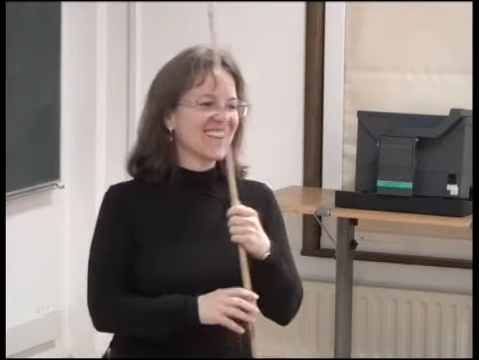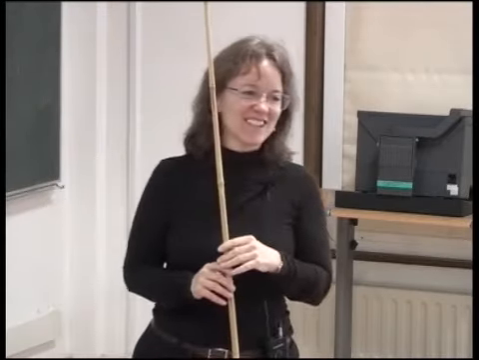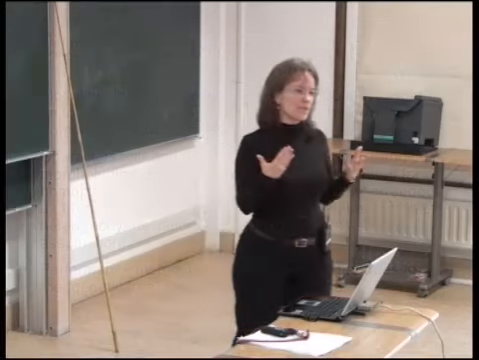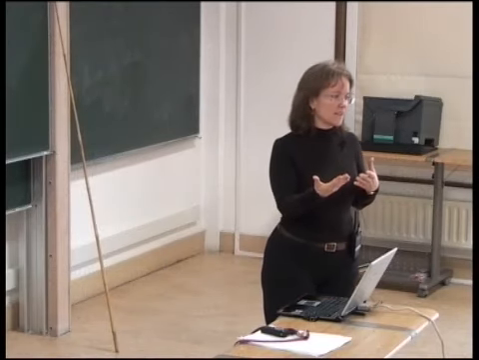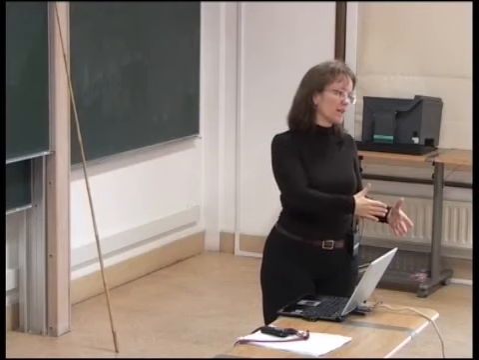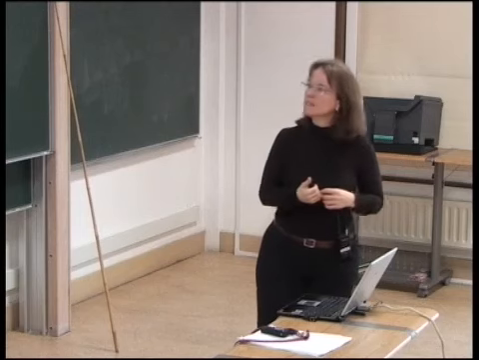So we have networks with 30 leaves and up to 3 contact edges. We had 2 different kinds of characters, lexical and morphological. We used 2 different rates for homoplasy, several different rates of evolution, so scaling the tree up and down. Borrowing rates were estimated on the basis of the Indo-European data, both for the screened and the unscreened data, so a relatively low homoplasy level and a much higher homoplasy level.